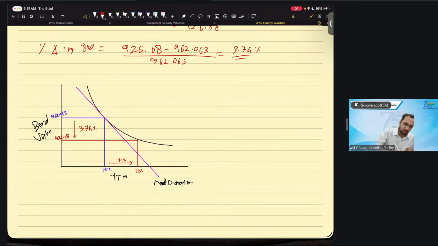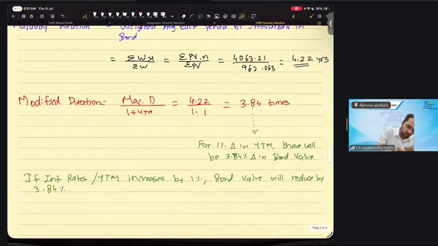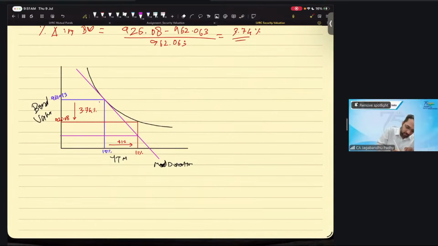But if you look at what's happening with this tangent line, or when we are just referring to the modified duration, what this modified duration was telling us is that the change is going to be 3.84%. And that's exactly what you are observing over here, that this particular change is 3.84%. So the extra change that the modified duration is telling us, that is because of the convexity.